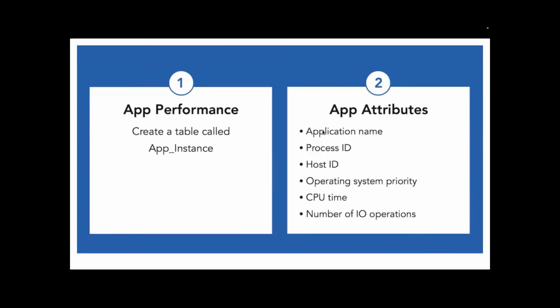So once we have our key space defined, we can define a table using the create table command. We will need to define our table name and a set of columns. Let's assume we want to keep track of performance monitoring statistics in a Cassandra table, which we'll call app instance. We will include columns for attributes about each application instance that we would like to track. In this example, let's track several attributes, including the application's name, the IDs of its process, and the host on which it runs, the operating system priority, as well as some measures such as CPU time and the number of I/O operations.